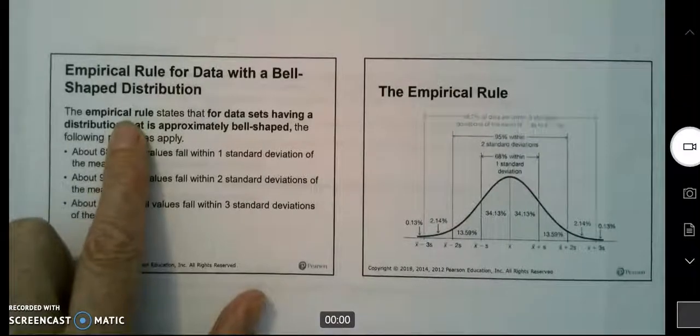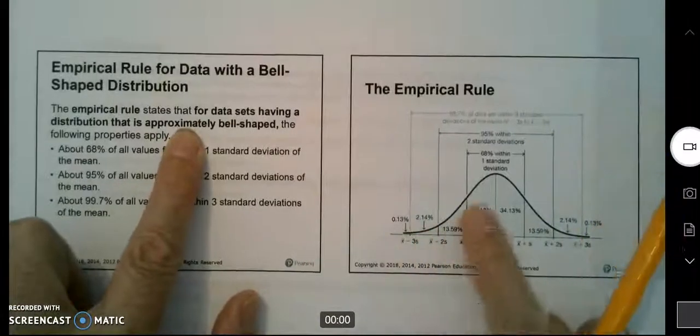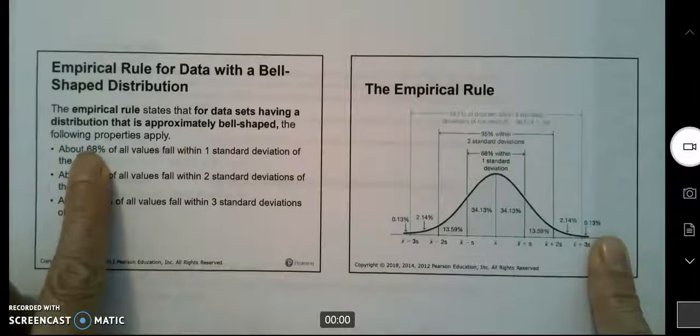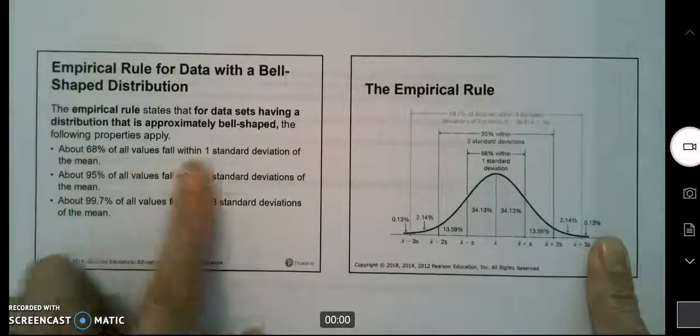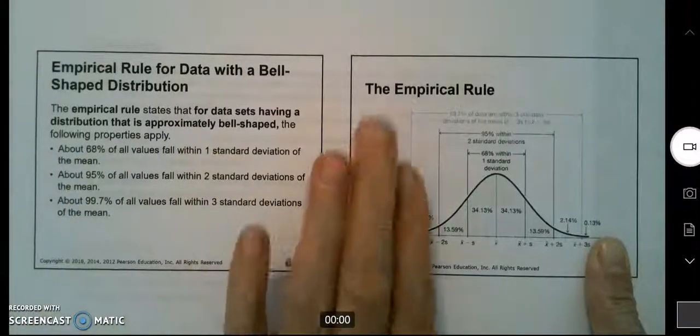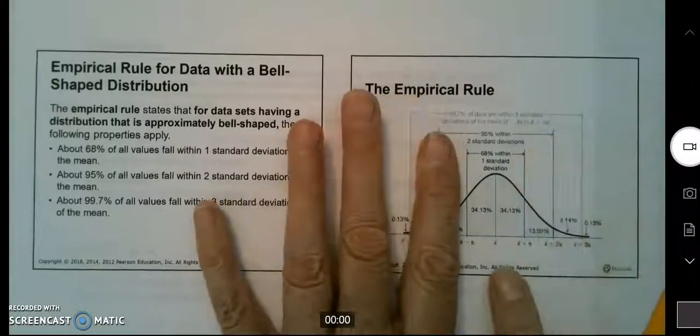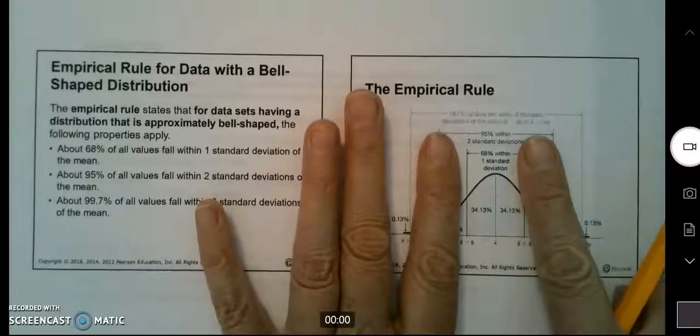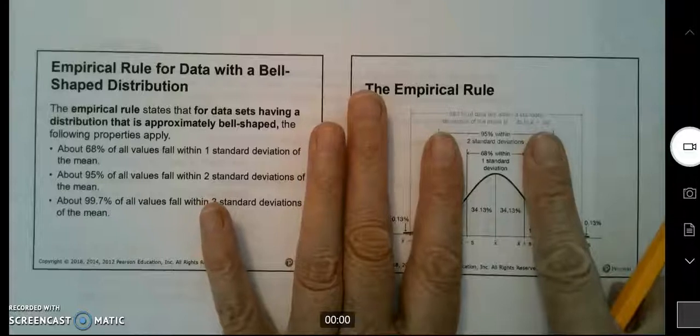it talks about the percentage of data for a bell-shaped curve, so it must be bell-shaped. About 68% of the data lies within one standard deviation. So if my mean is right here, if I add a standard deviation, subtract a standard deviation, that's about 68% of the data.